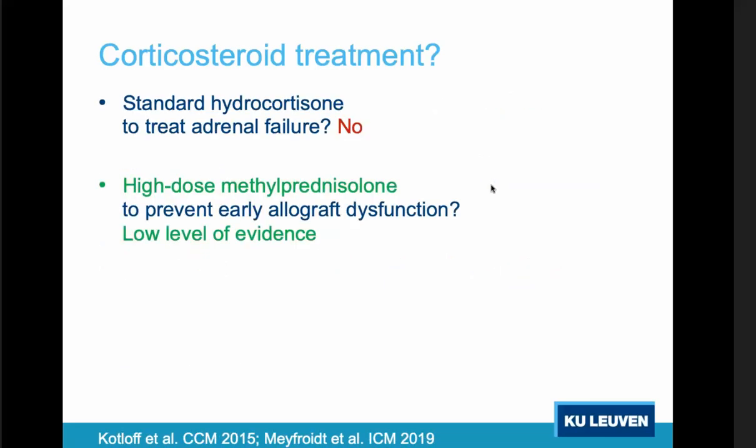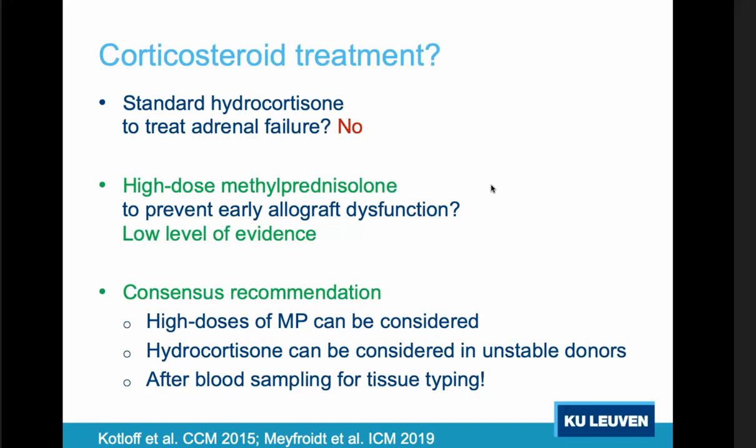So should we administer high doses of methylprednisolone to prevent early allograft dysfunction? As said, there is some evidence, but the level of evidence is rather low. So consensus recommendations have said that one could consider administering high doses of methylprednisolone, but it's not mandatory because there's a lack of solid evidence. In donors that are unstable, one could consider administering lower doses of hydrocortisone. Important to mention is that when corticoids are administered, it's important to give them after blood sampling for tissue typing, since corticoids can affect HLA expression.